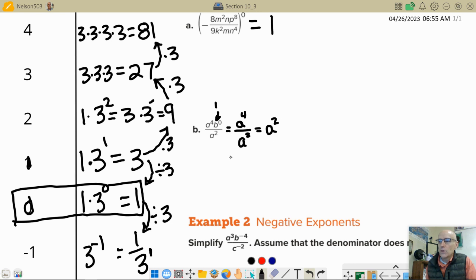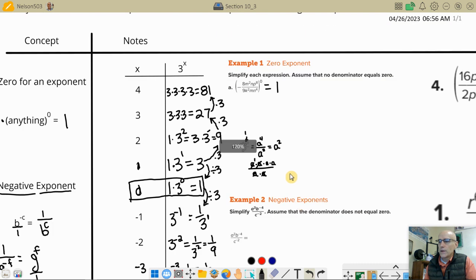If you get confused, you can always think about, well, I've got 4 a's up in the numerator all multiplied together, and I've got 2 a's down in the denominator multiplied together. Won't 2 of these a's divide out with 2 of the a's in the denominator, right? And we get a 1 from all that division right there, and we're left with a squared, okay? So anytime you see a factor with 0 on it, it's equal to 1, right?